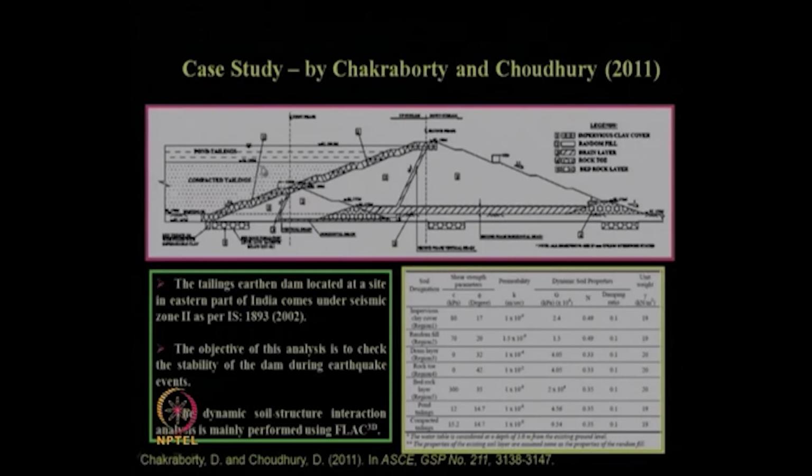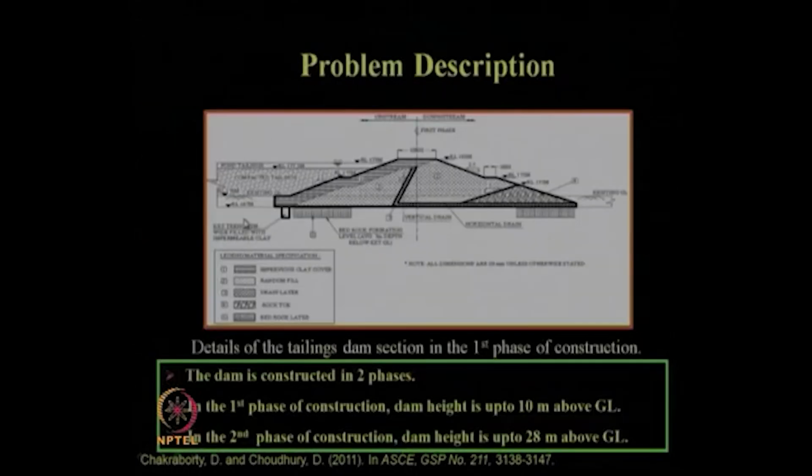And on the upstream side of this tailing dam, what are the things to be stored? It is proposed that compacted tailing material will be stored, which are non-hazardous waste material, nuclear waste material. Non-hazardous nuclear waste has to be stored here, and this is the top pond tailing portion. So, using this data, as I said, the dam is proposed to be constructed in 2 phases.